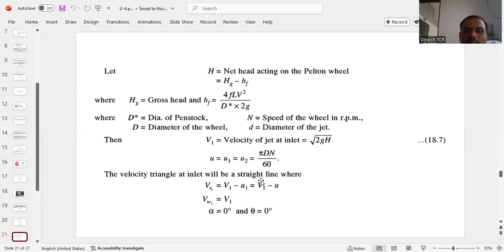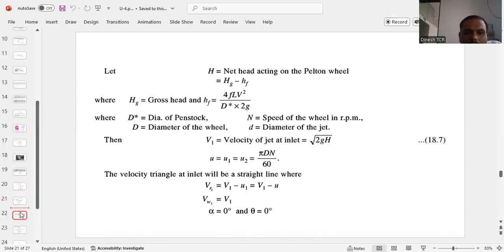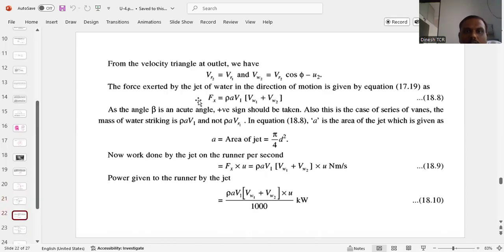The velocity triangle at inlet will be a straight line since we are getting VW1 equal to V1, alpha equal to 0 and theta equal to 0. Right. Next, from the velocity triangle at outlet, we are getting the equation VR2 equal to VR1 and VW2 equal to VR2 cos phi minus U2. The force exerted by the jet of water in the direction of motion is given by the equation Fx equal to rho into A into V1 into the sum of whirl velocities VW1 and VW2.